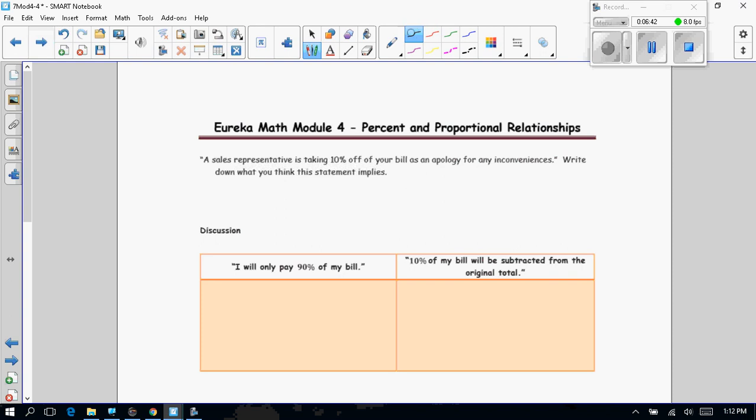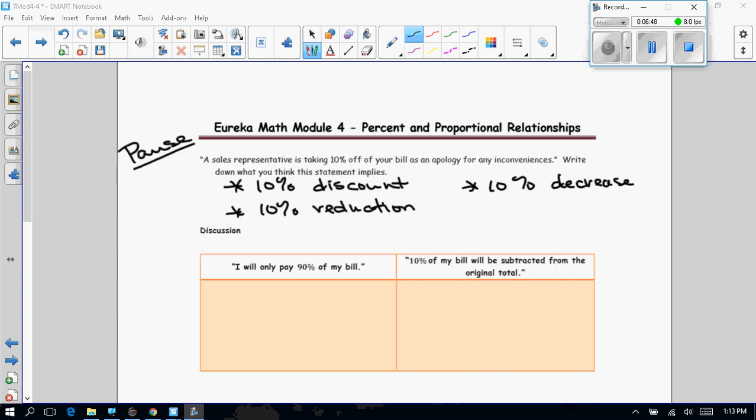Okay, I want you guys to hit pause and just jot down what's going to happen in this situation. So these are some things that you may have written down: that it was a 10% discount, there's a 10% reduction, there's a 10% decrease. Any of those, they all kind of mean the same thing. So as long as you said something in that frame of mind, you probably have it right.